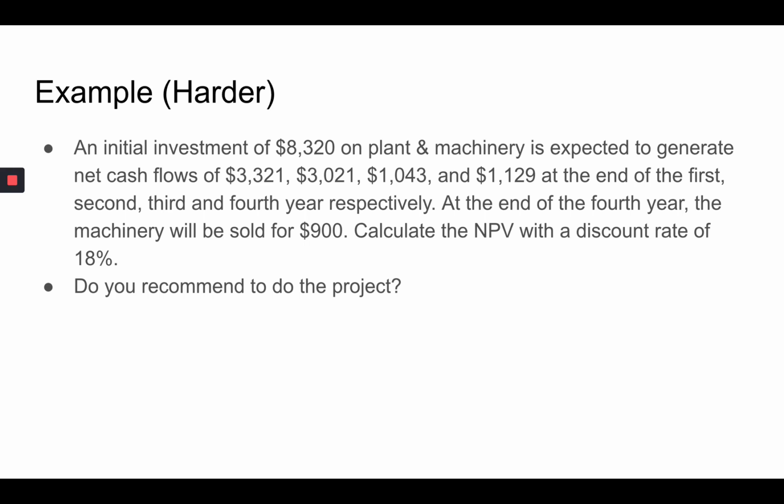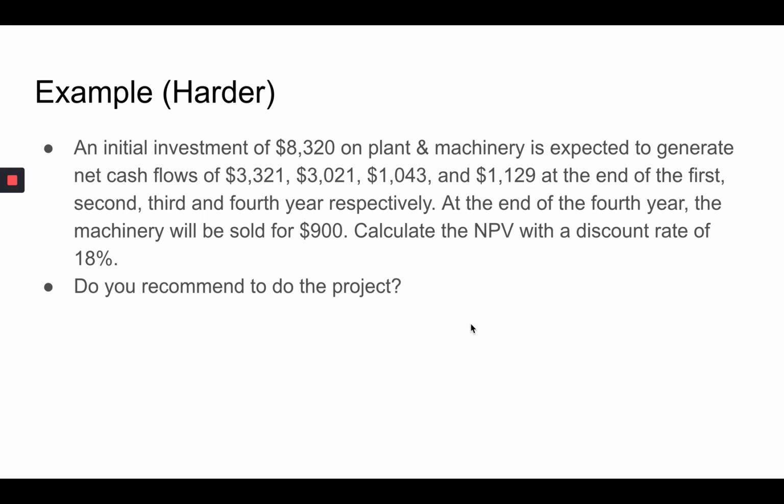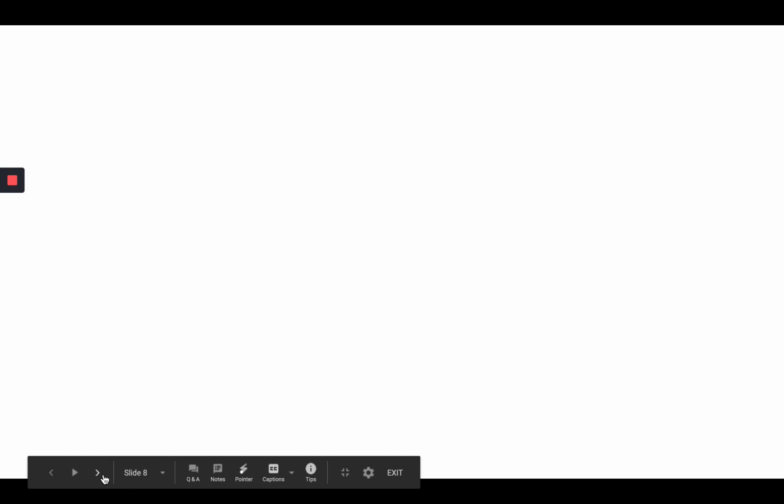Now, first of all, your initial investment is 8320, and taking into consideration the cash flows, they decrease. Except in the last year, you're going to incorporate an extra $900 into the 1129. It looks like this may be close to zero, or slightly negative, or slightly positive. You never know. But the other thing you need to realize is that the discount rate is quite large at 18%. So that's something else that you need to take into consideration.